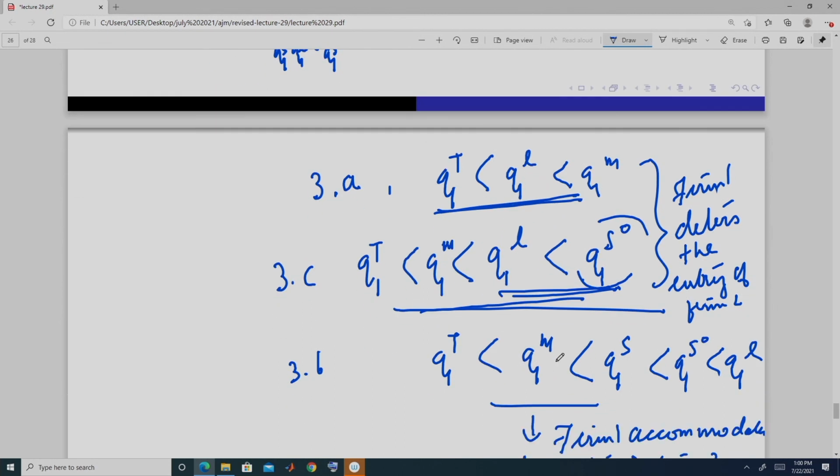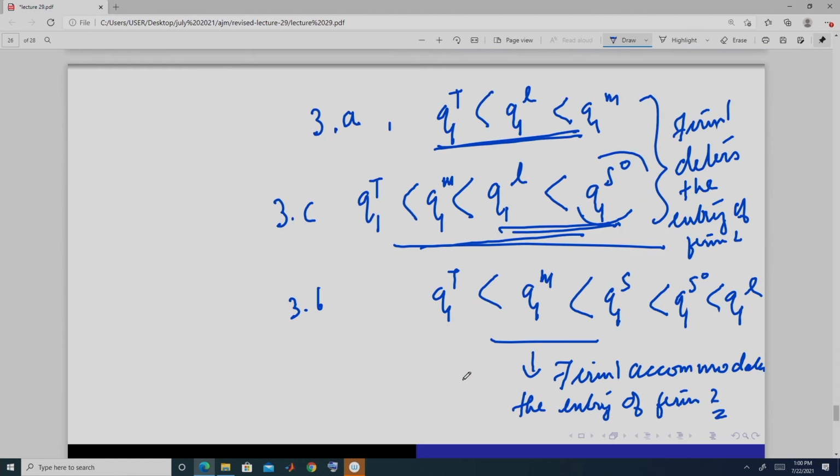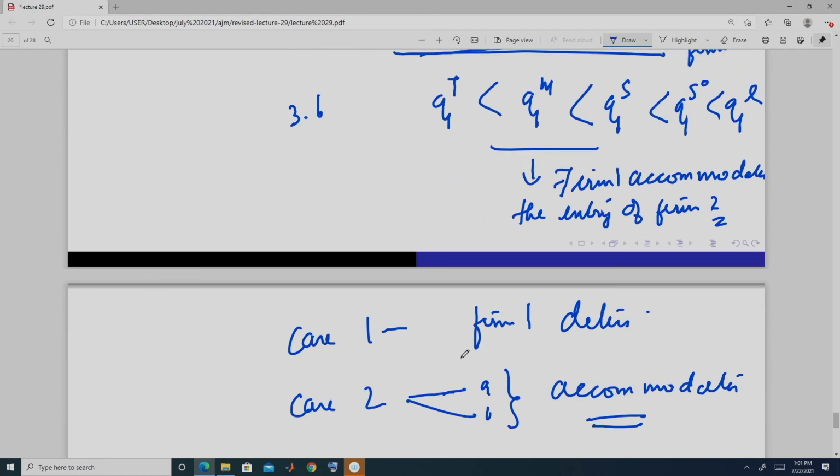But if limit output is greater than this, then farm 1 accommodates the entry of farm 2, and there is this Stackelberg outcome in Cournot competition. Okay. So, these are the outcomes that we get in this Dixit entry deterrence model. So, we see that farm 1 will not always deter the entry of farm 2, sometimes it will accommodate, but in certain cases we see that it will deter the entry of farm 2.